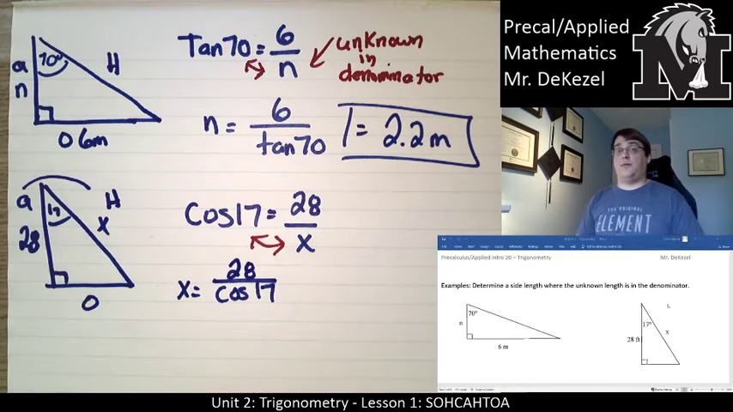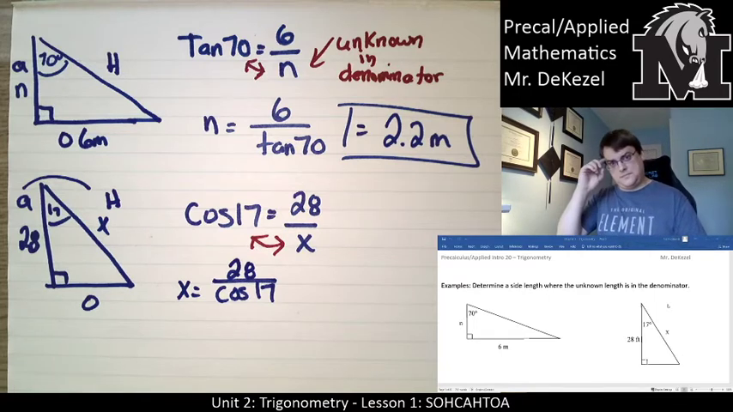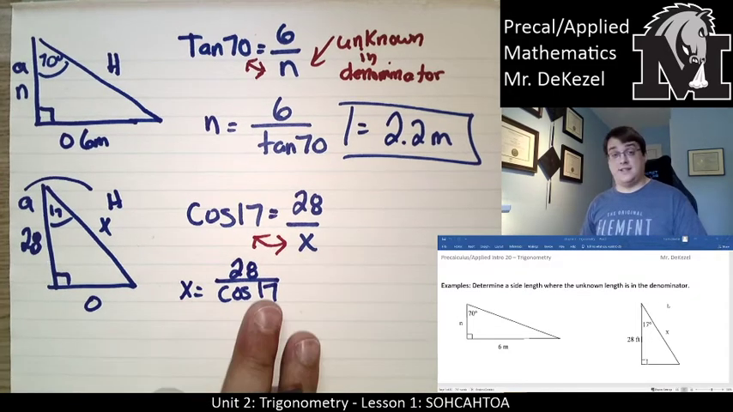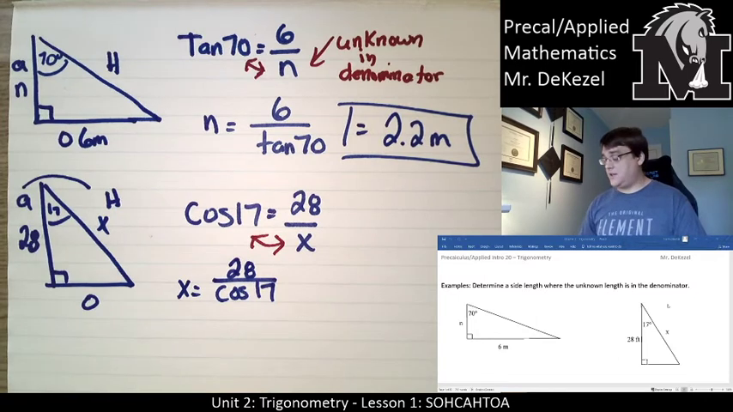Very important that we double check our work. If something doesn't seem right, definitely go back one step. It's like, oh, not sure if that's quite right. Let's check it out. It wasn't. So I wrote 28 on top. So x is equal to 28 over cos of 17.